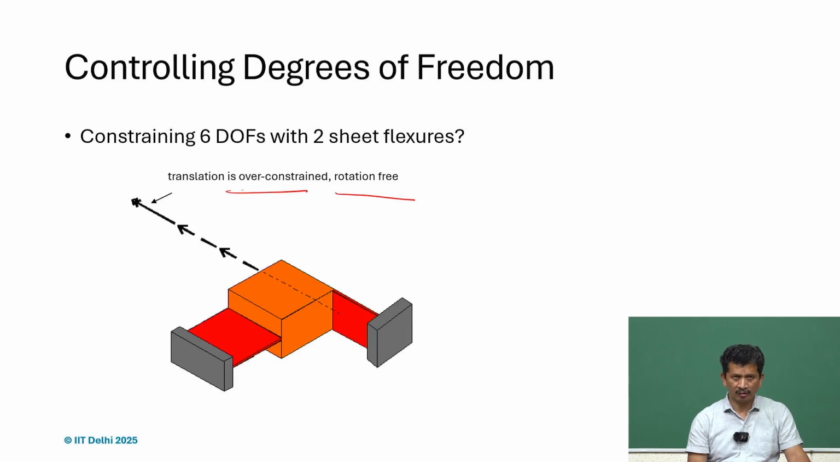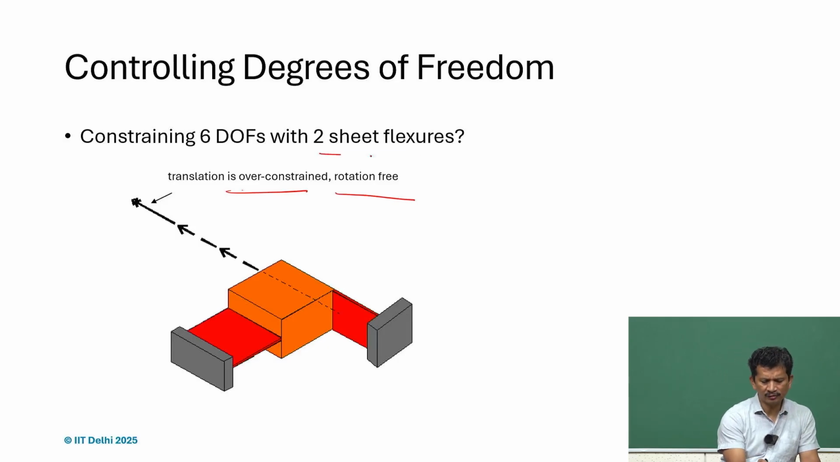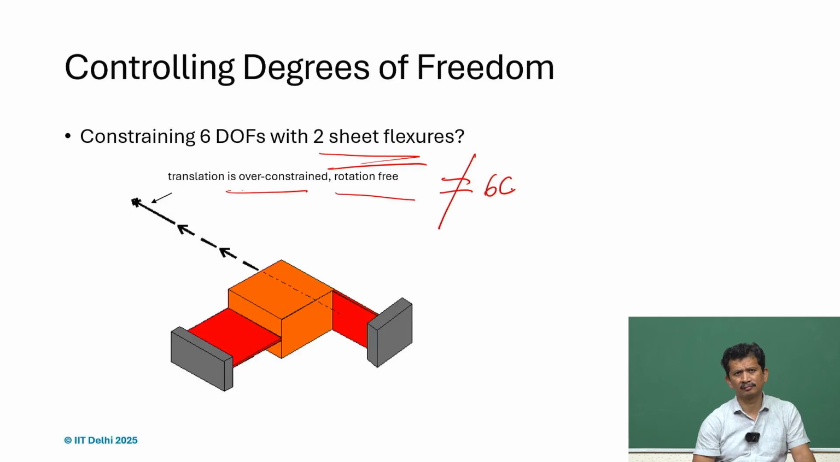So, always remember that 2 sheet flexures cannot provide 6 constraints. They only provide 5 constraints, and there will always be 1 degree of freedom, which is the rotational degree of freedom. And it is an exercise for everyone to try: no matter how you place them, even if you take parallel sheet flexures, you will find that there will be a rotation, and wherever they intersect it will rotate at that point.